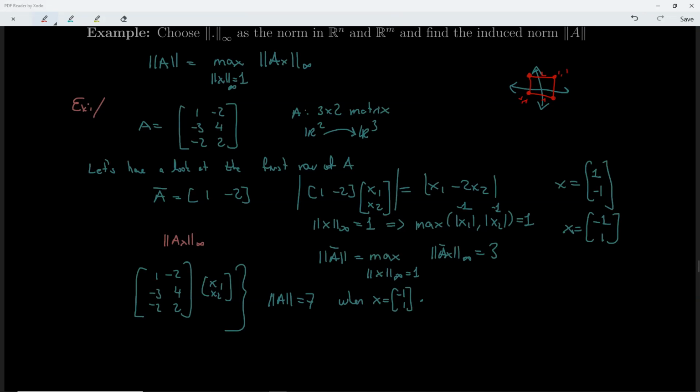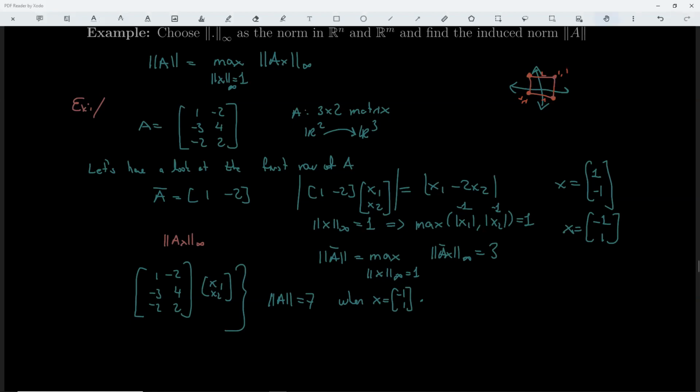Okay. So if we multiply this A times x, each of these rows multiplies these two, and I will get a 3 by 1 vector, okay? And I will pick the value with the maximum absolute value of these multiplications. And I can get the maximum on the second row over here if I pick x as either (-1, 1) or (1, -1) for the infinity induced norm of A to be equal to 7.